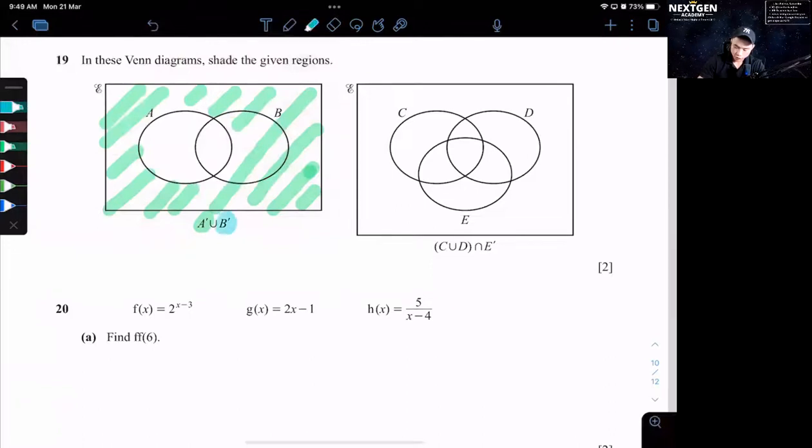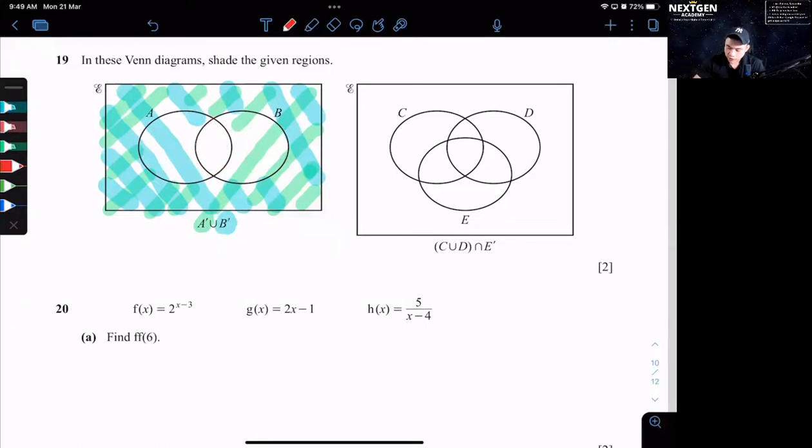Okay, B union, so I want everything. So B will be here. Okay, everything outside B. Oops, I made a small mistake here. B, so, what am I doing? Yeah, I was correct. Okay, everything outside B. So you see, where is the only part that is not shaded? This part here. Okay, so the rest, go and shade it.